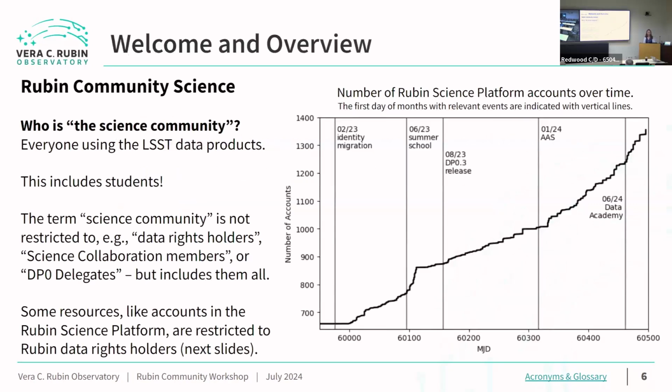All right, so Rubin Community Science is a term that we use a lot, but who is the science community? That's just a blanket term we use to mean everyone who's using the LSST data products. It definitely includes students who are learning and who are using Rubin Observatory to learn about astronomy. The term science community is not even restricted to data rights holders. It's not restricted to just science collaboration members, not DP0 delegates. It includes all of these things. So anyone who's planning to do any science with any of the Rubin data, you're a member of the science community.